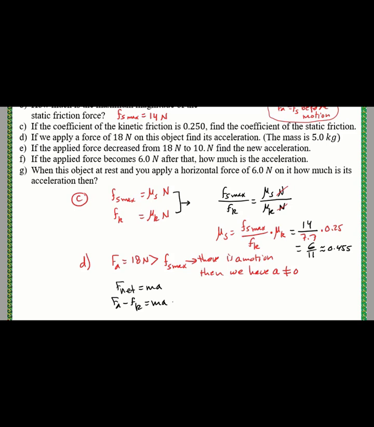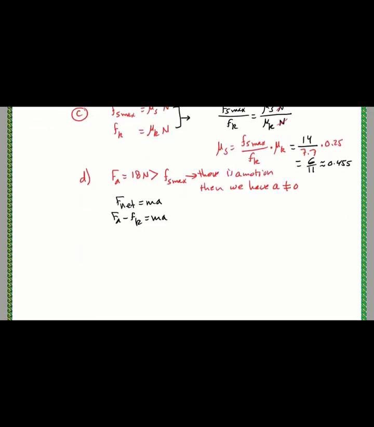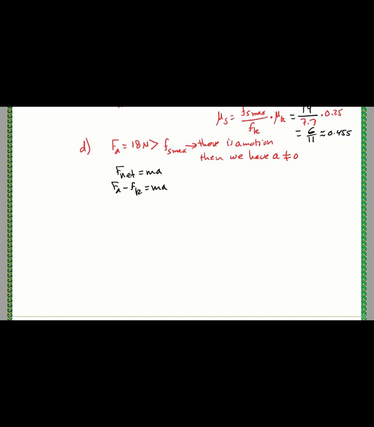We need the acceleration. Fa is 18. Fk from the graph is 7.7. The mass is 5 times the acceleration. Then acceleration will be 18 minus 7.7 all divided by 5. So the answer is 2.06 meter per second squared.